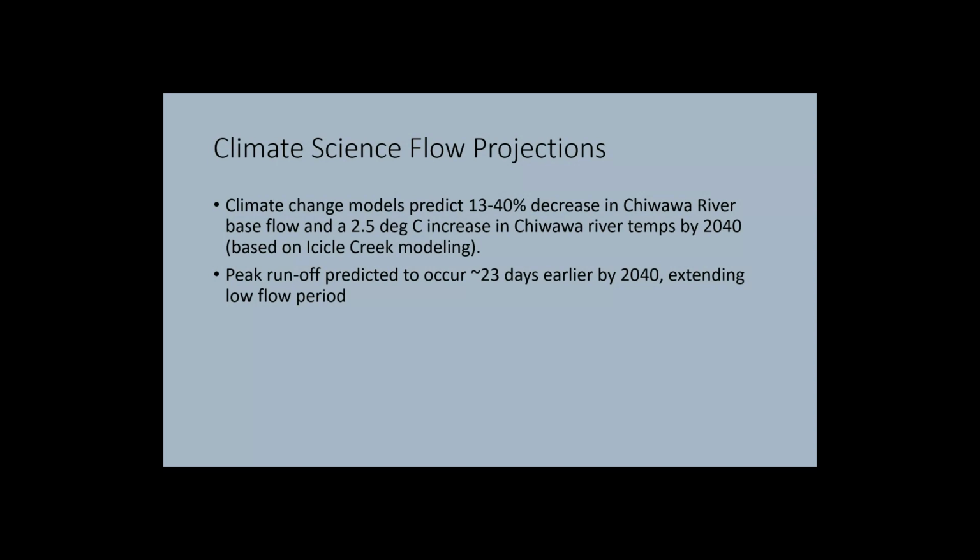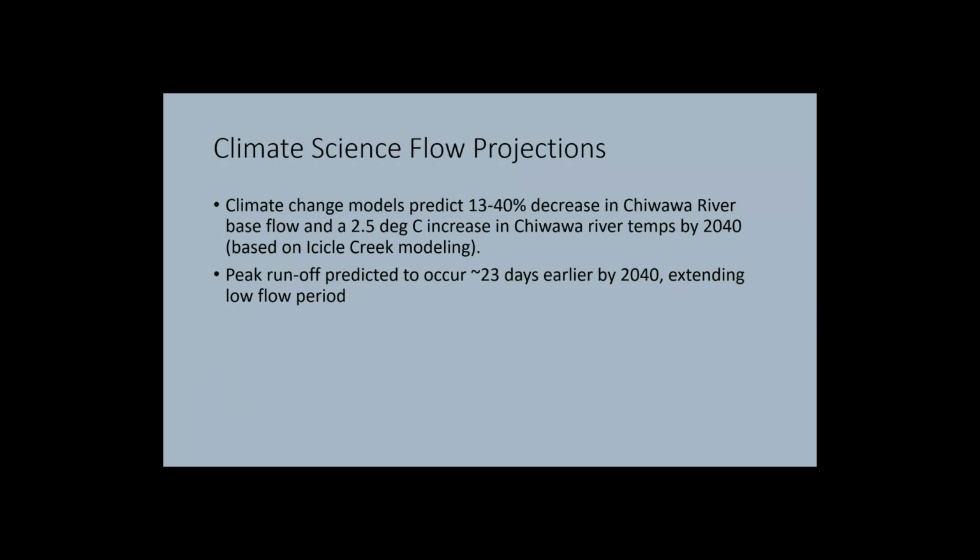And there's actually, if you're interested, and it's interesting information, a watershed by watershed evaluation of both water supply and flow modeling. And so looking at some of the Icicle modeling that we did and looking at that long-term water supply forecast, the models are predicting a pretty significant decrease in Chihuahua River base flow by 2040, and a pretty significant increase in the Chihuahua River temps. And again, some of this was extrapolated from the impacts in Icicle, but they're fairly similar systems.